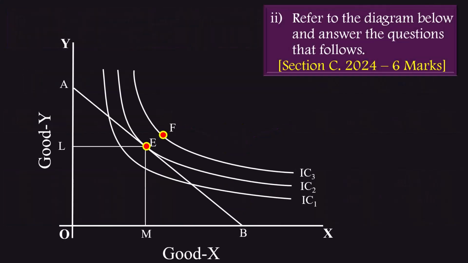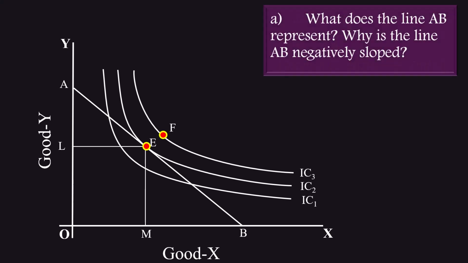Subdivision 2. Refer to the diagram given below and answer the questions that follow. It carries 6 marks, but it consists of 3 parts. 6 marks is equally distributed among them. Part A. What does the line AB represent? Why is the line AB negatively sloped?